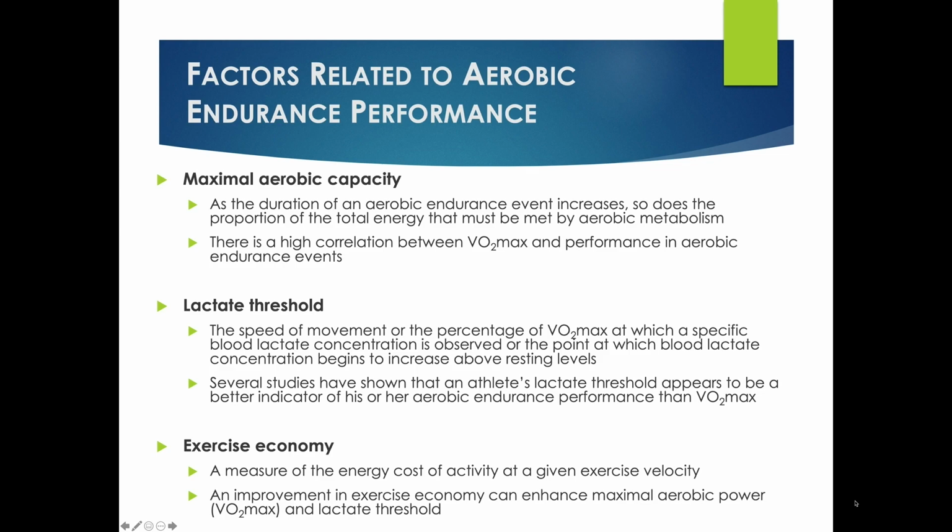Then you have lactate threshold. So it says the speed of a movement or the percentage of VO2 max at which a specific blood lactate concentration is observed, or the point at which blood lactate concentration begins to increase above resting levels. So the threshold is that point where the body becomes solely anaerobic. Just think back to metabolism and remember where lactate comes from and why it's produced. It's produced because glycolysis is working at too fast a rate for the oxidative system to handle.